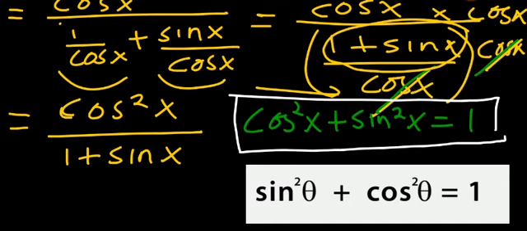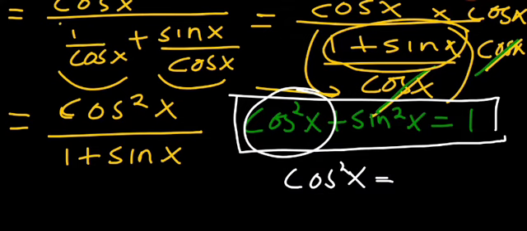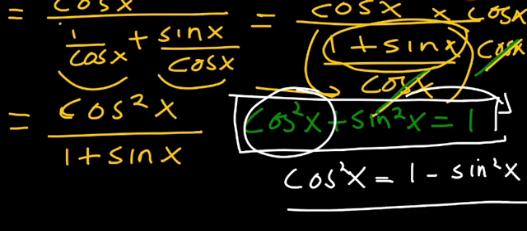So now we are going to make cos squared x the subject in this identity as a substitute formula. So cos squared x is equal to 1, and this one will come to the opposite side, that is negative sin squared x. So where there is cos squared x, we're going to replace it with 1 minus sin squared x.